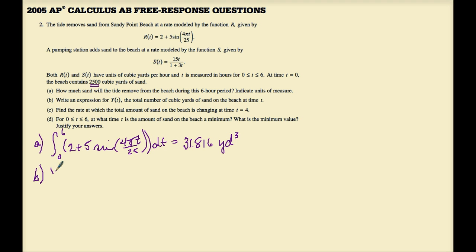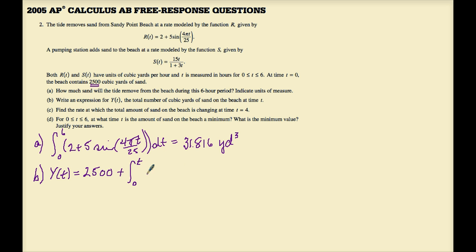at time t. Y of t will represent the amount of sand on the beach at any time t, therefore we'll need to start with the initial amount of sand on the beach, which was 2,500 cubic yards. We'll add to that the integral of the two rate functions interacting with each other from time 0 to some time t. Since t is the upper endpoint of integration, we'll write our rate functions in terms of x.